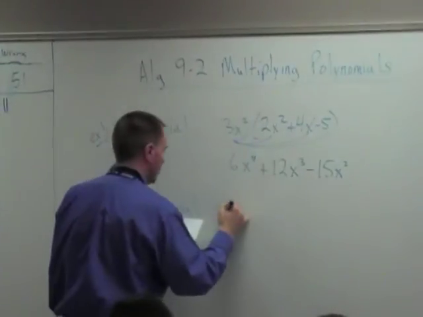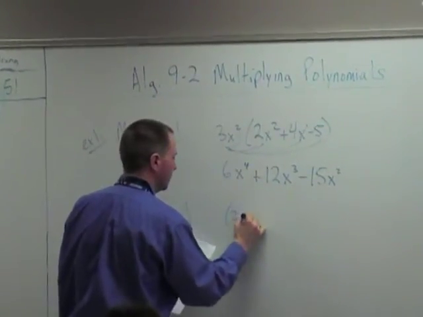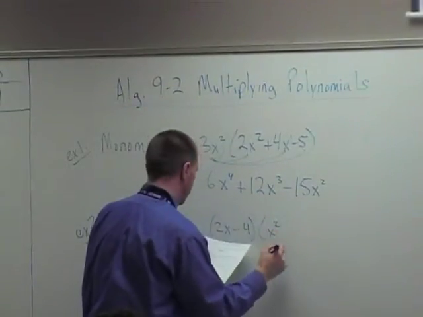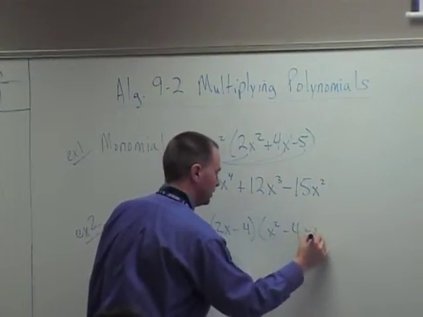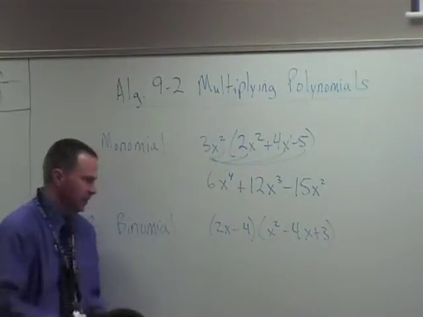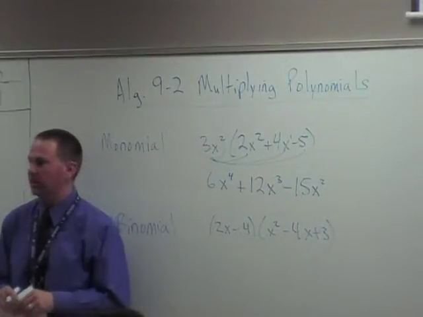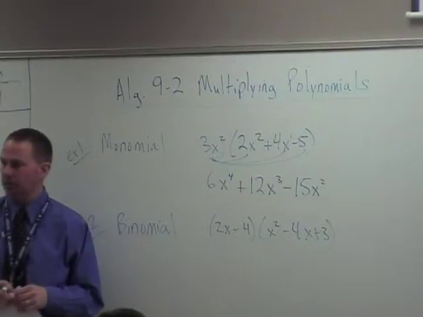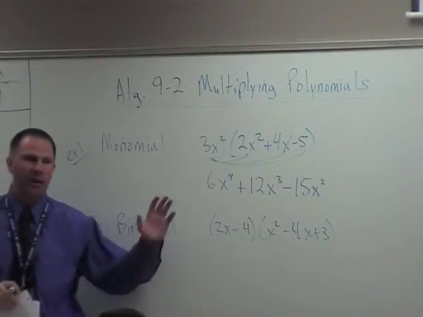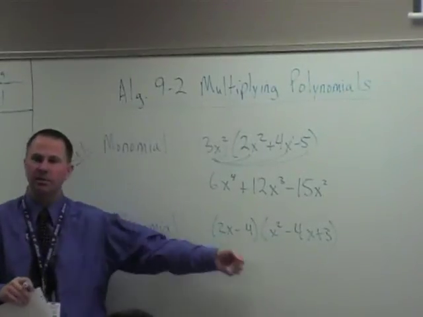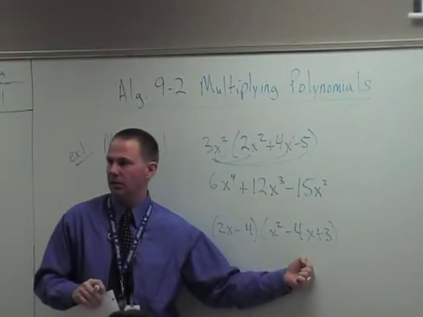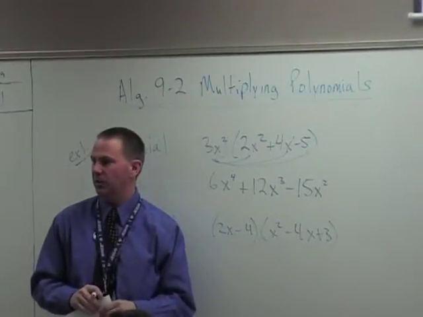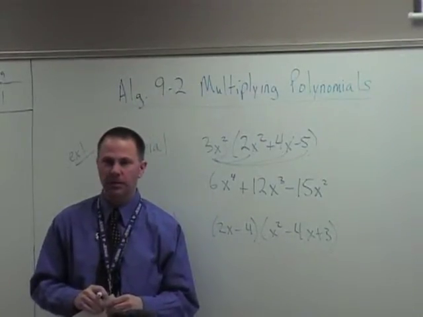A binomial times a trinomial. So here it is, 2x minus 4 in parentheses. In the other parentheses, x squared minus 4x plus 3. So instead of working up to this, I thought I'd jump in and just explain exactly what you do. It doesn't matter how many terms are in the left side. It doesn't matter how many terms are in the right side expression. What matters is how do you multiply these two parentheses together.